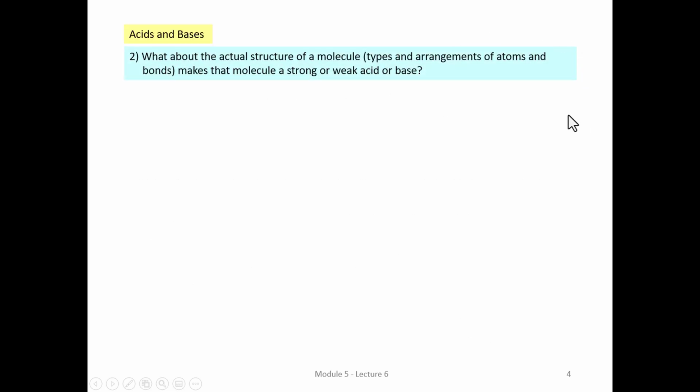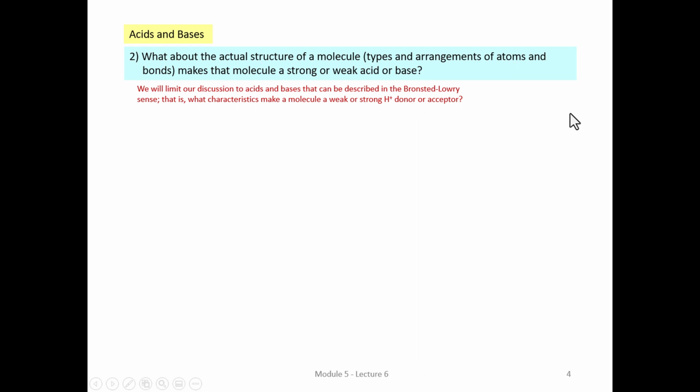Let's go on to now talk about the second point of this lecture, which remember I elaborated on the first slide as an introduction. What about the actual structure of a molecule? The types and arrangements of atoms and bonds makes that molecule a strong or a weak acid or base. We will limit our discussion here to acids and bases that can be described in the Bronsted-Lowry sense. That is, what characteristics make a molecule a weak or strong H+ donor or acceptor.